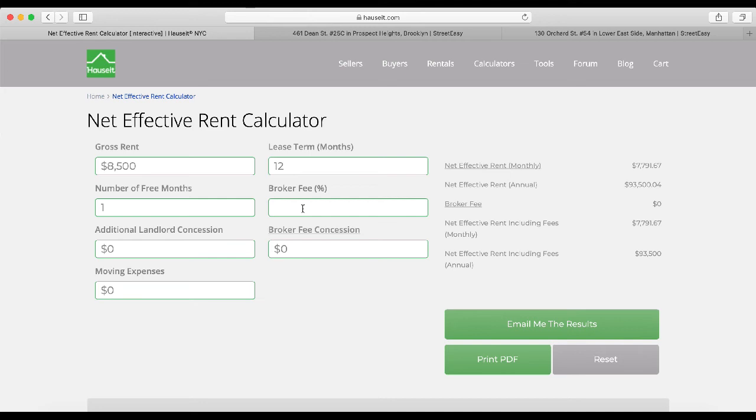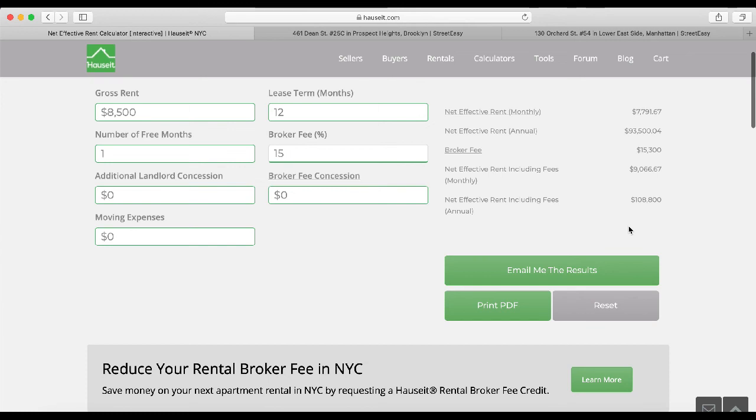So if we add, for example, a broker fee, which can be up to 15% in some cases, you can see that the net effective rent on a monthly basis goes from $7,791 to $9,066. So the rent literally goes up by over $1,000 a month. There is one way for you to reduce your rental broker fee. You can request a rental broker fee credit. If you are interested in learning more about that, feel free to click the link here or go to the rentals tab and click on rental broker fee rebate.